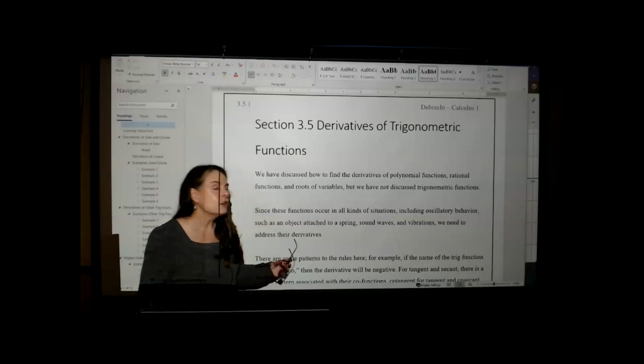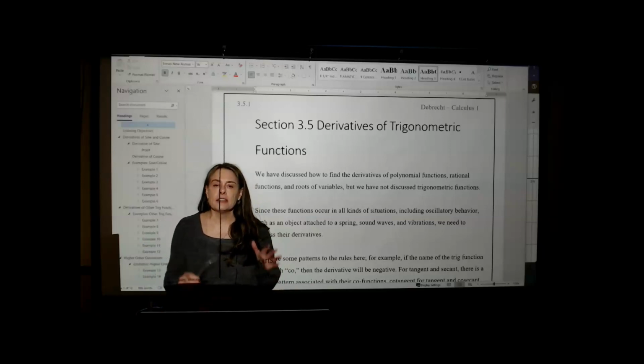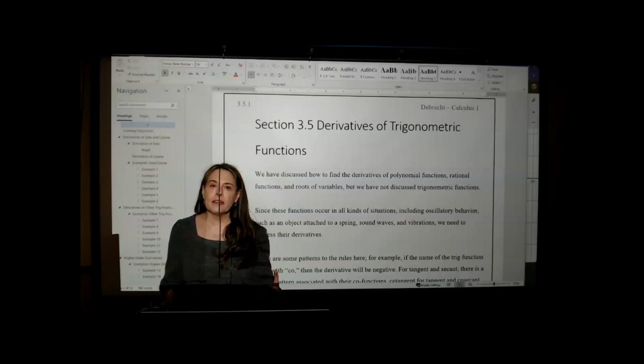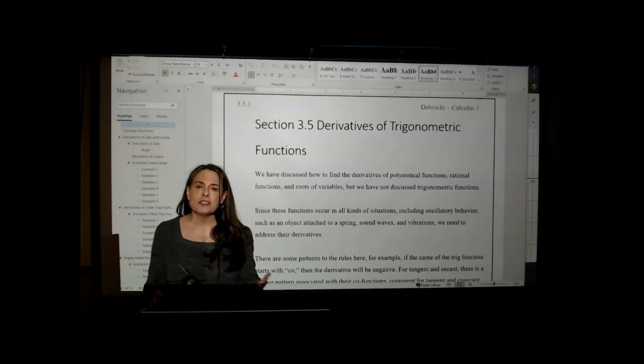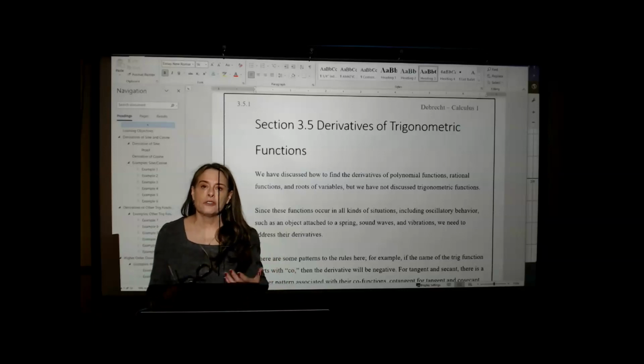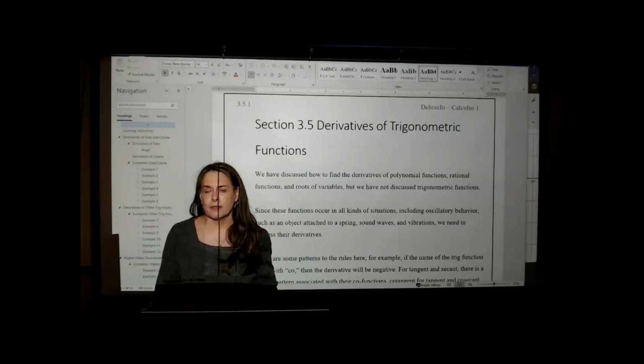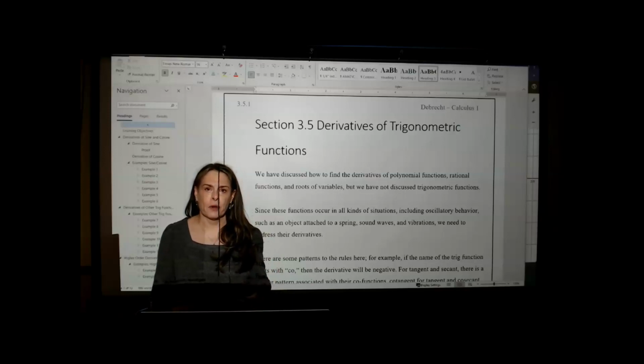Now, when we look at these types of functions, they describe oscillatory behavior, such as a weight on a spring bouncing up and down. But sound waves and, well, what else? Vibrations also use trig functions to describe and model their behavior. So it's important to add this class of functions to our repertoire.